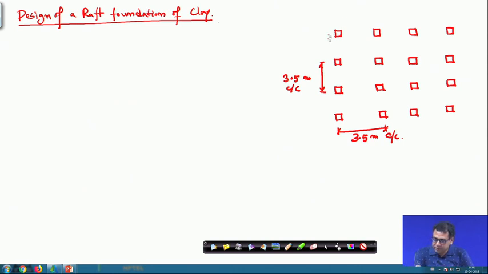Now, for the outer columns, each column is carrying 400 kilonewton, and the inner 4 columns are carrying 600 kilonewton each. Okay. So, the outer columns are carrying 400 kilonewton each. So, the first thing we have to check is whether the isolated footing is sufficient or not.